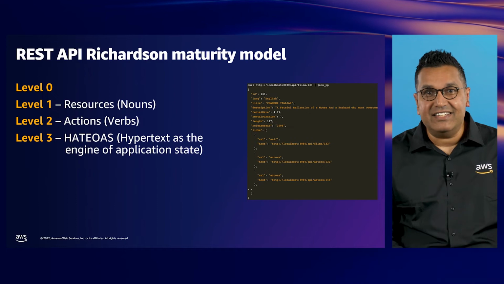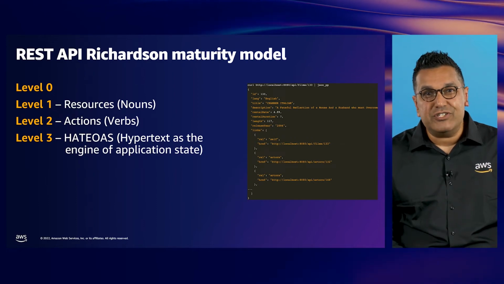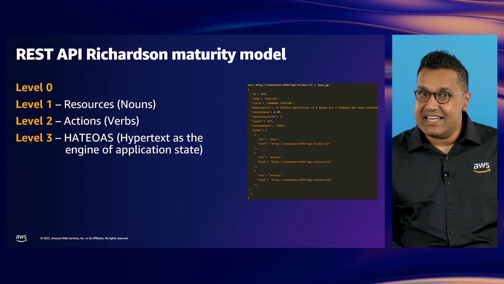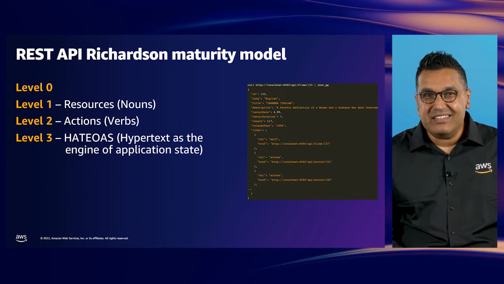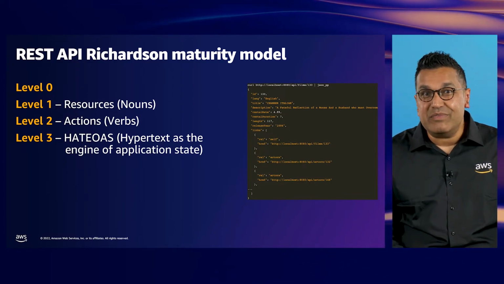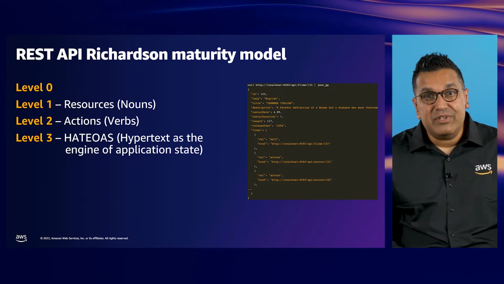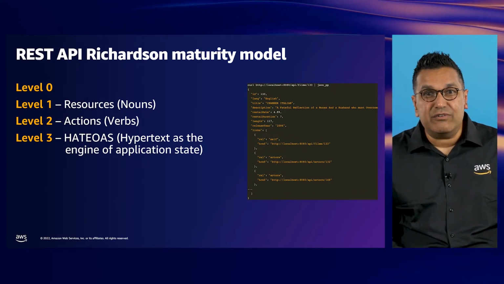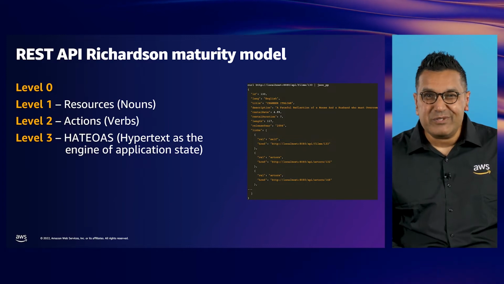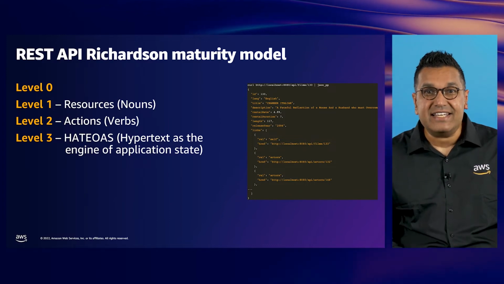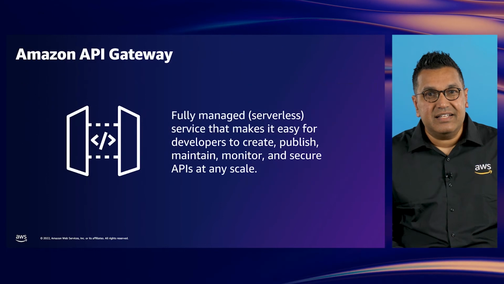engine of application state. It specifies that a response should show how to progress to other states in the state machine. In other words, what actions are applicable from this response? Or what else can I do? The example on the right shows a response for a GET request on a particular film, but also contains links to get information on actors in the film.